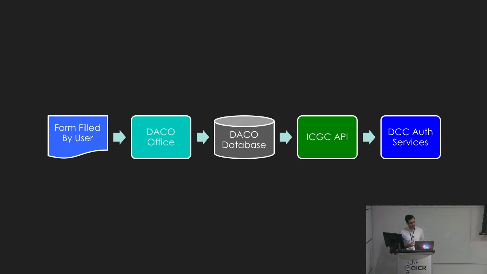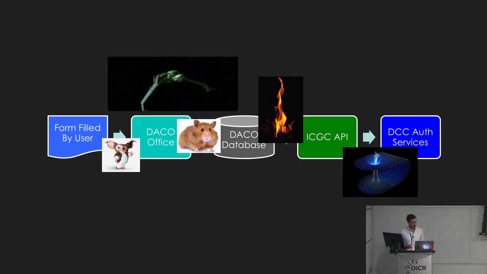So there are actually several single points of failure: the paper form that you have to submit, the centralized DACO database, and even us in DCC, with the database of our auth service that stores the user accounts. And so what sometimes happens is this, where stuff goes wrong. Gremlins eat the forms. You've got gerbils running around in your servers. Databases catch fire, wormholes happen, things like that.